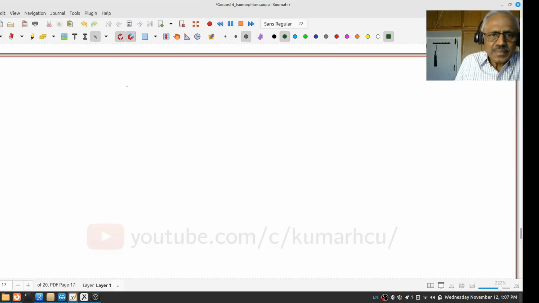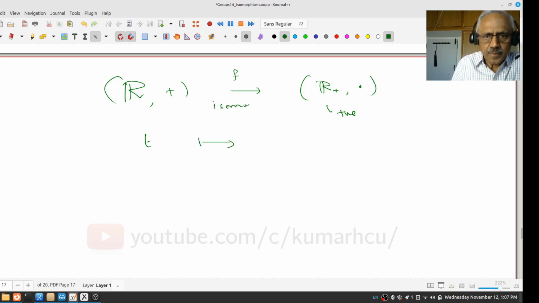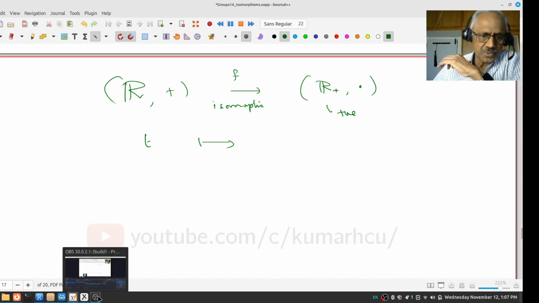Now let's look at the additive group of R and the multiplicative group of positive reals. Given any t, I want to say these are groups, and I want to say they are isomorphic. The first thing you should notice is one thing which students don't understand.